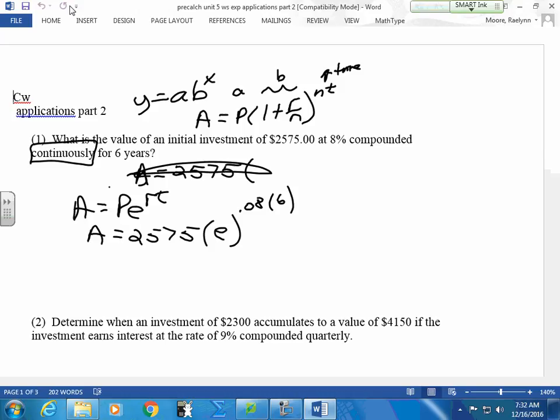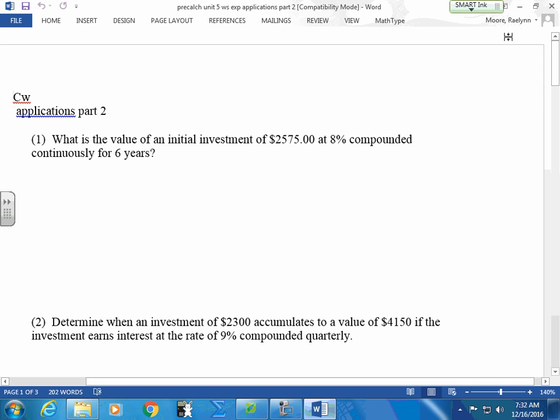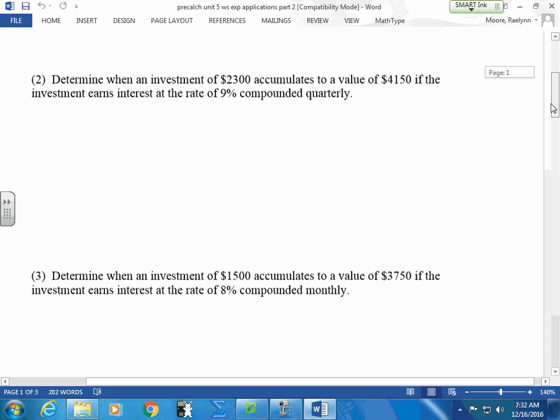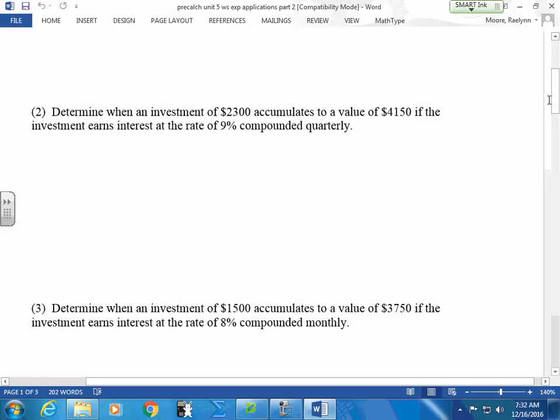So some of these you're going to find time. Some of these you're going to find rate. Some of these I don't have, so one I wanted to look at was, okay, let's look at this one. Determine an investment of $2,300 that accumulates to a value of $4,150 when the interest rate is 9% and it's compounded quarterly. We need to know how long it takes to reach that value.